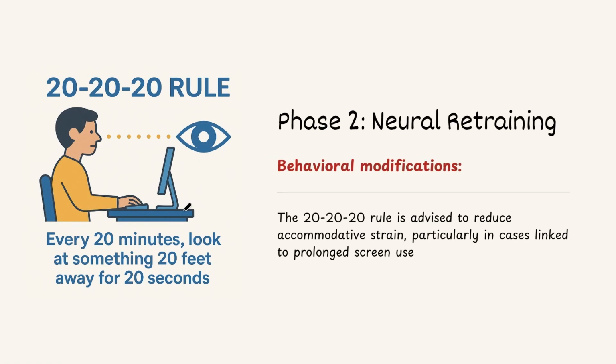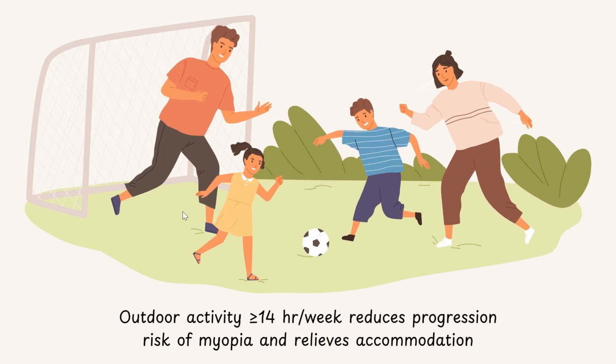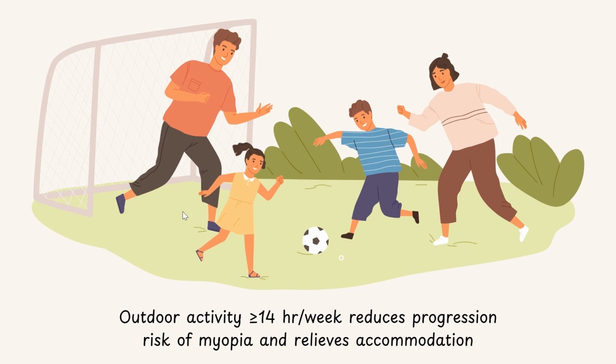Another important modification which might be required is a behavioral modification, and here you tell your patient to follow the 20-20-20 rule. This 20-20-20 rule basically suggests that after every 20 minutes of near vision task, you should look at something 20 feet away for 20 seconds. Alright, now this is particularly advised to reduce the accommodative strain in cases that are linked to prolonged screen usage. Also, outdoor activity of more than 14 hours per week reduces the progression risk of myopia and to some extent also reduces the accommodative demand.